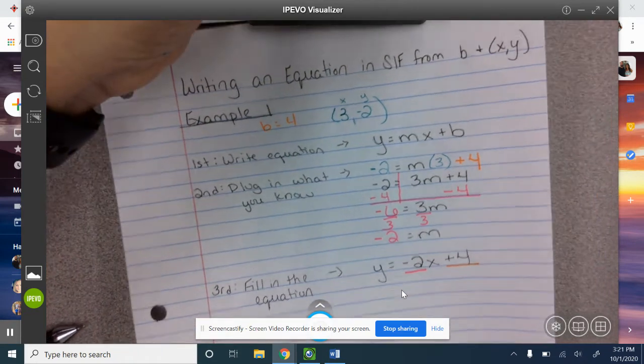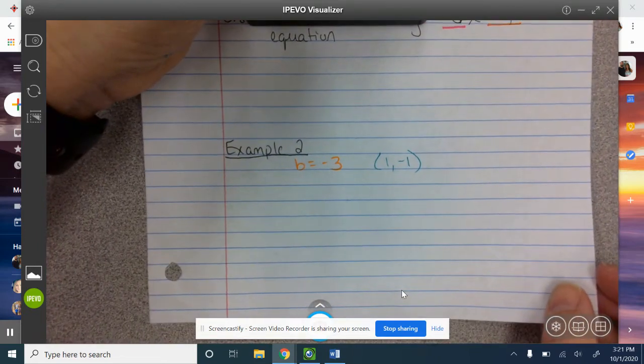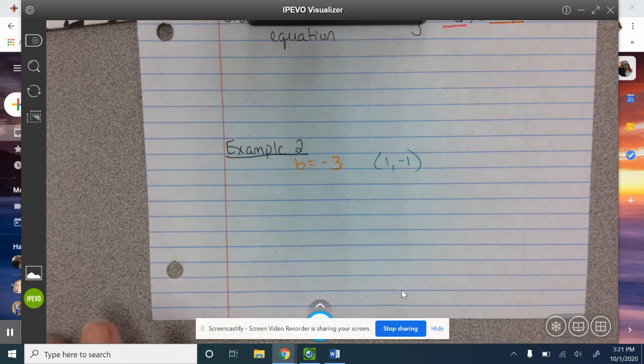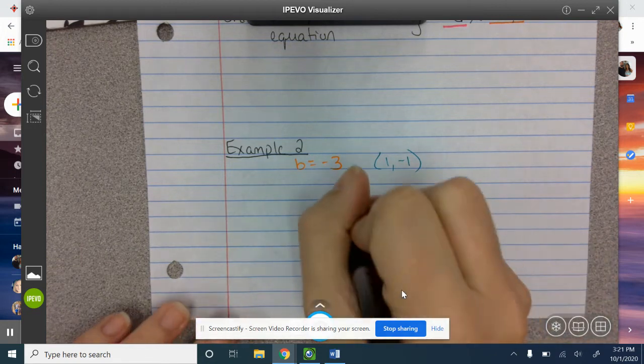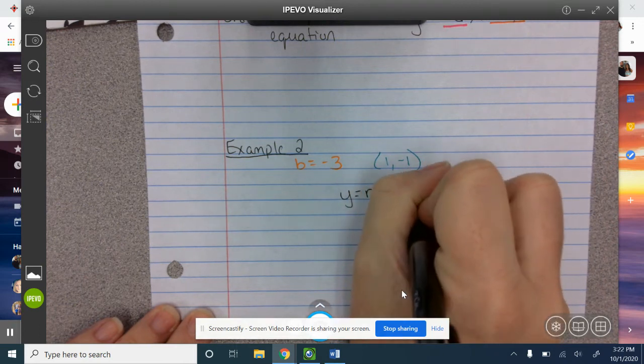Our next example, I'm not going to write out the steps each time. So this time we have a b of -3, and we have a coordinate, which is a point on that line, of (1, -1). So the first thing we're going to always do is write down our equation, y equals mx plus b.